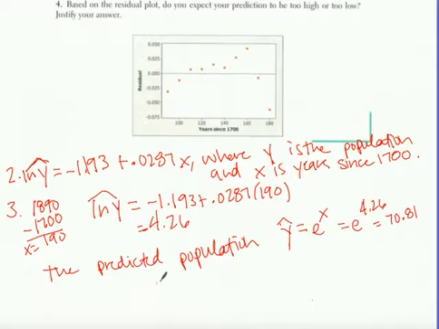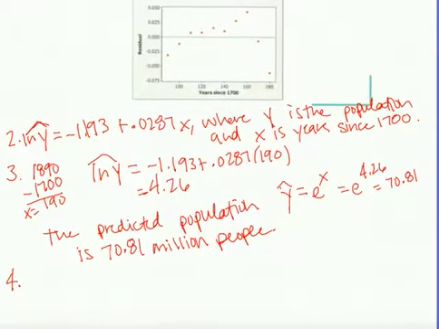So that means that the population is 70.81 million people. And I know it's going to be million people because it said that my information was in millions of people.